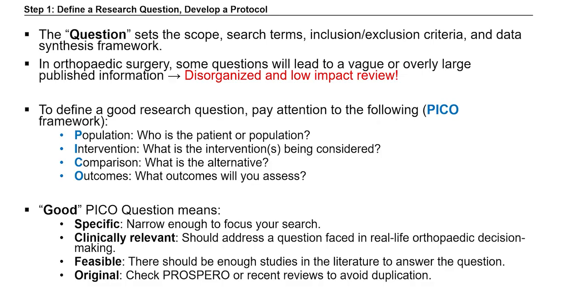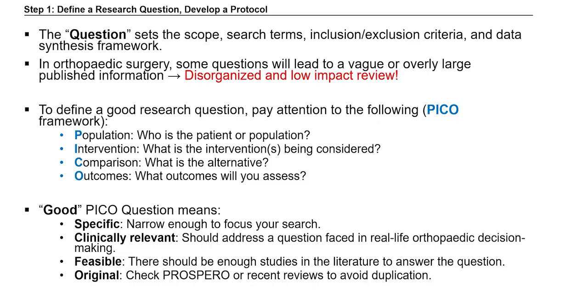To define a good research question, one must pay attention to the following, known as the PICO framework: population, intervention, comparison, and outcomes. Population: who is the patient or the population we are going to focus on? We will use some examples to show that better. Intervention: are we comparing two surgical methods? Are we comparing two diagnostic tools, or more than two?